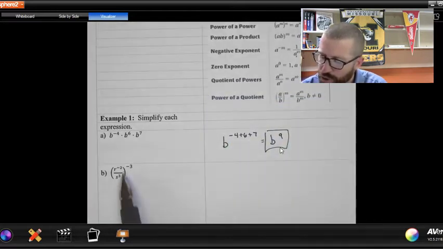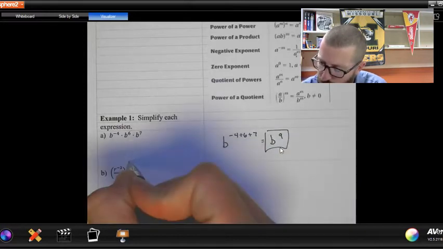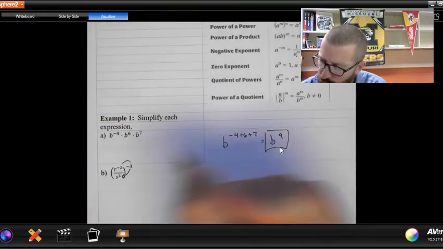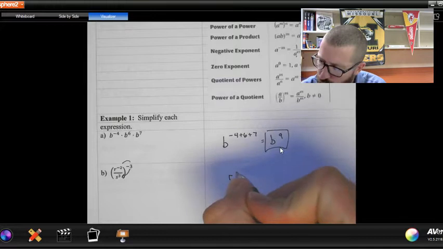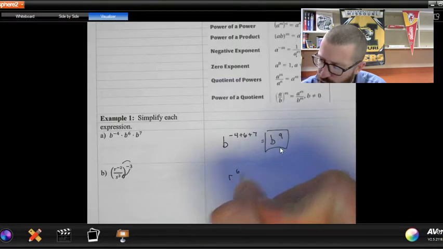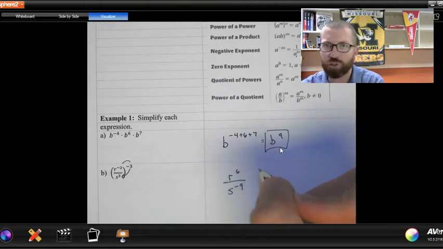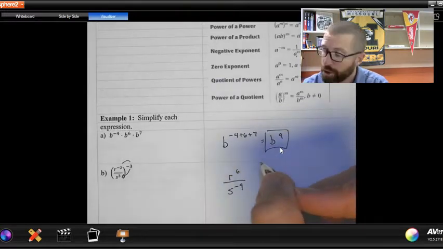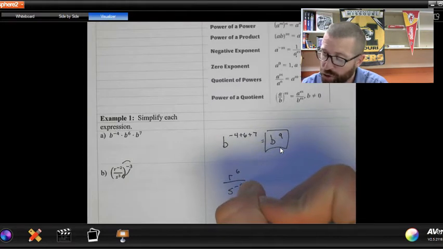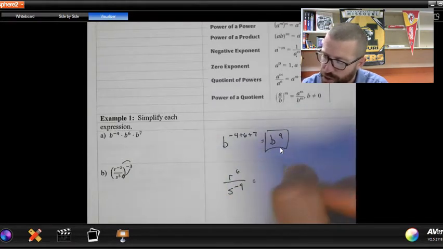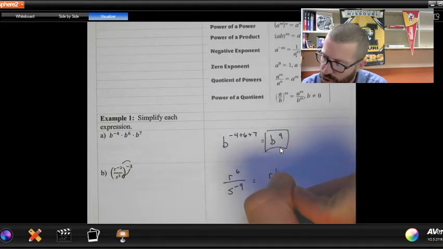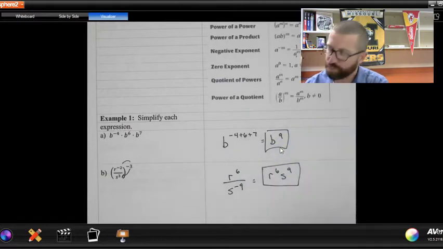Here, there's a couple different ways to do this one. I'm going to go ahead and multiply the exponents first. So that gives me r to the 6th over s to the negative 9. And be really careful with your signs. It's going to be a common error. And then do not flip the fraction, but keep the r to the 6th on top. That's positive. But the s to the 9th also comes to the top, and it becomes positive.